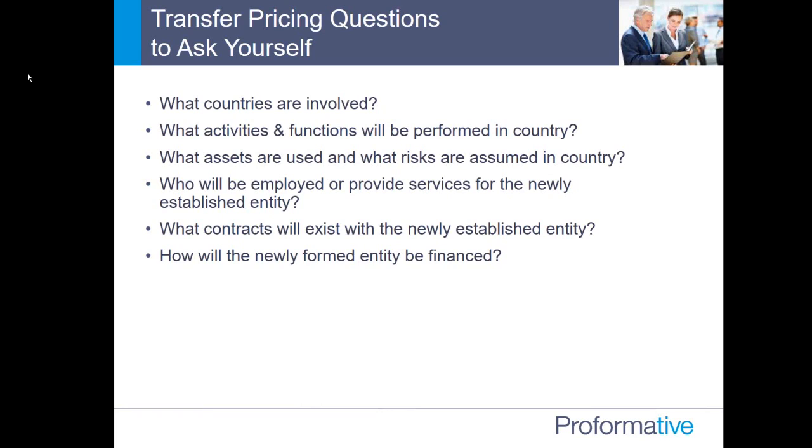What contracts will exist with your newly established overseas entity? By that we mean, what will your revenue model look like? Will that entity have contracts with third parties? So would a direct revenue model be most appropriate? Or will it really be providing services only to other group companies, and therefore perhaps a cost plus model may be more appropriate? And if it is a cost plus model, what should that plus on the costs be?